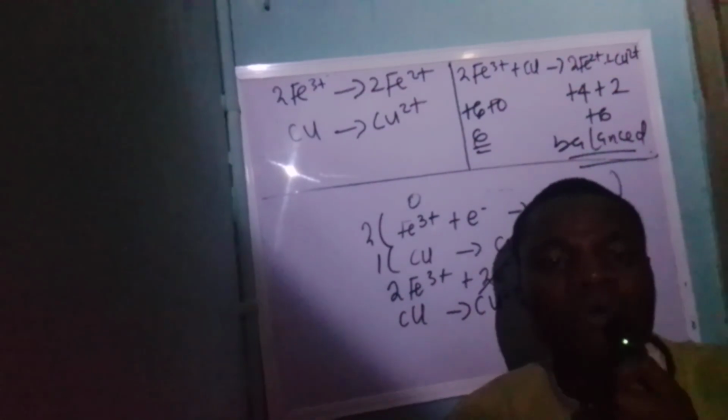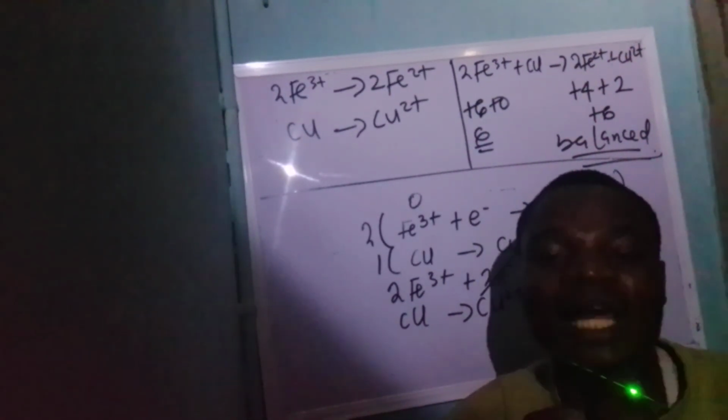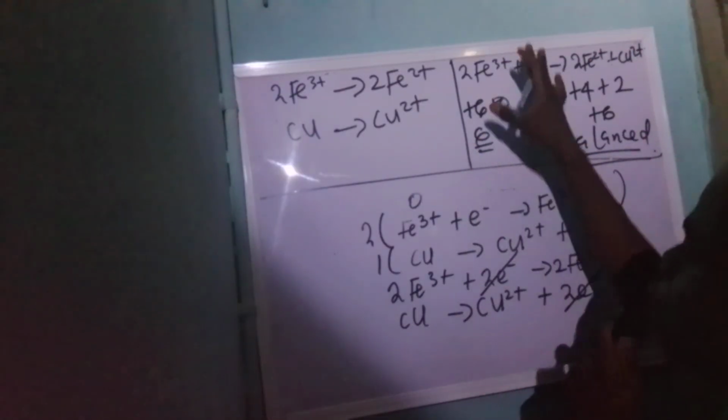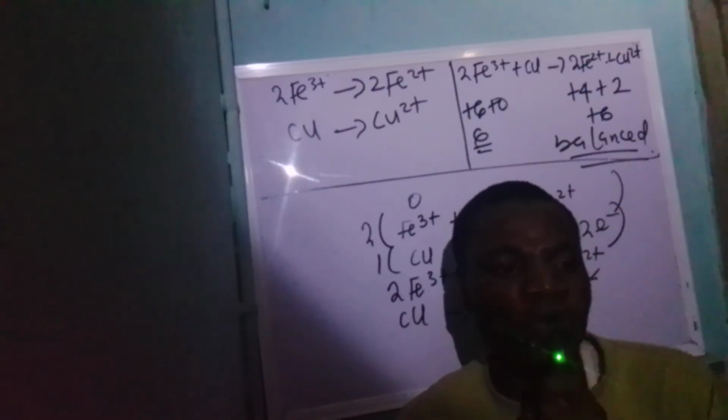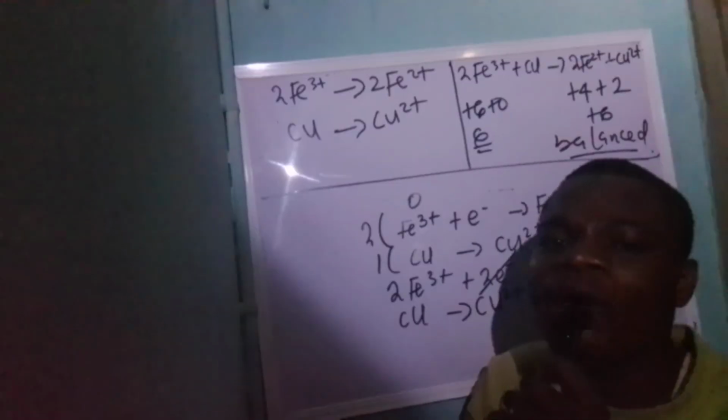After balancing the number of atoms, what next? Balance the charge. After charge, balance the electrons. So this has to balance as a simple ionic equation. Simple ionic equation. Hope you are getting that. Now, how can we balance this?